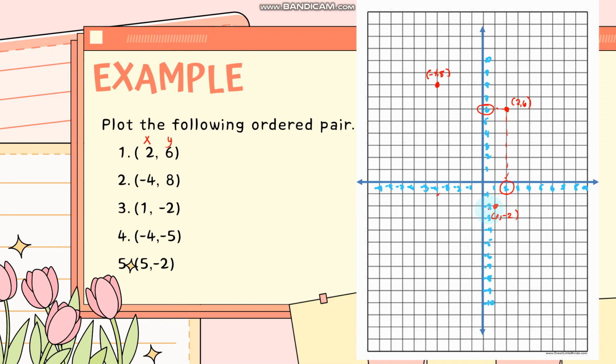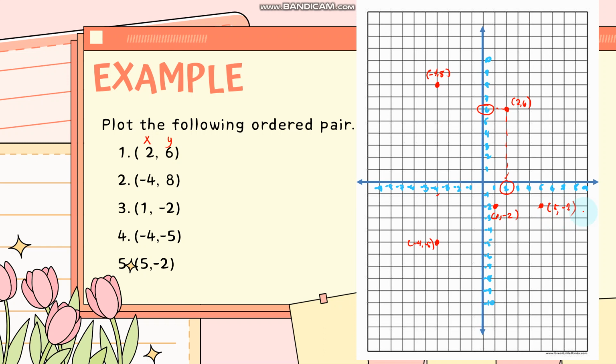Next, negative 4 and negative 5. So, ito po yung x-axis natin, which is negative 4, and the y-axis is negative 5. Mag-i-intersect na po sila. Kung saan mag-intersect, doon po ang ating point. Then, name it as negative 4 and negative 5. Lastly, 5 and negative 2. So, dito po yan. Then, name it as 5, negative 2.